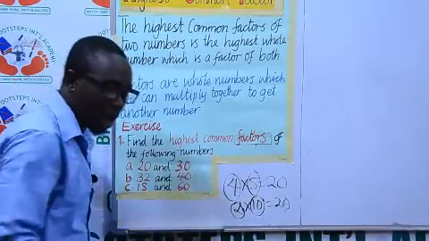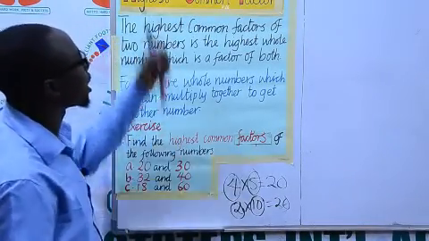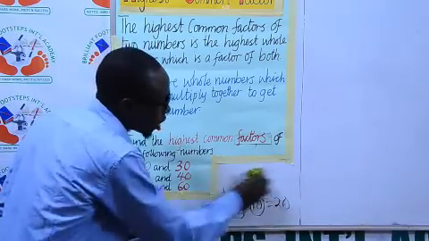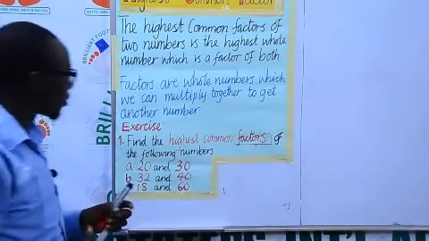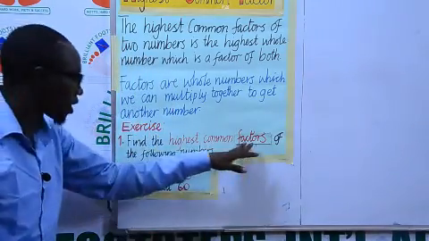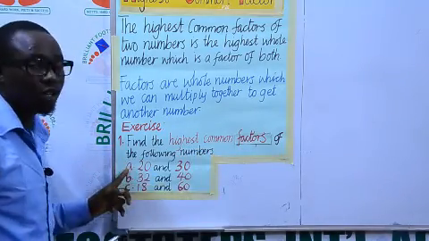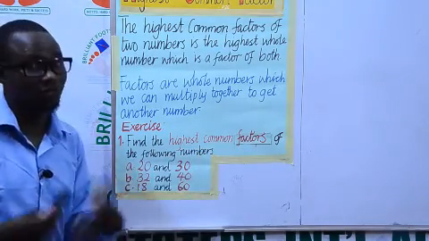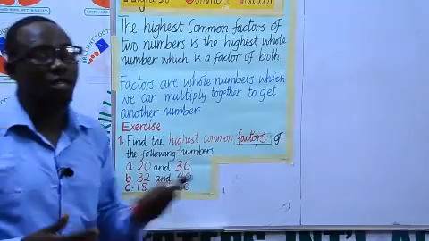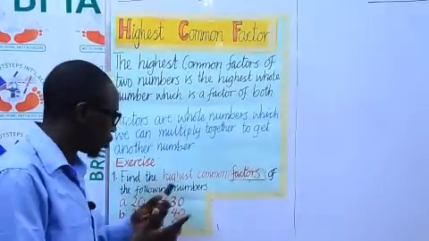But today, our major concern is to learn how to solve what? Highest common factor. So these are some of the examples we have here. They say find the highest common factors of the following numbers. The first one is what? 20 and 30. Let's try to solve these and see how we're going to end up doing this.